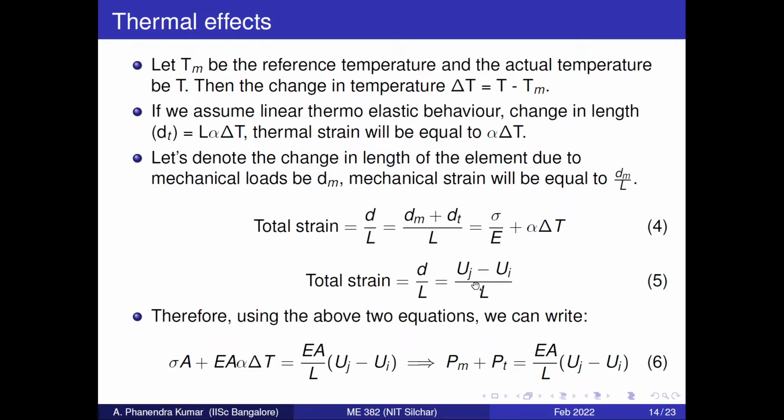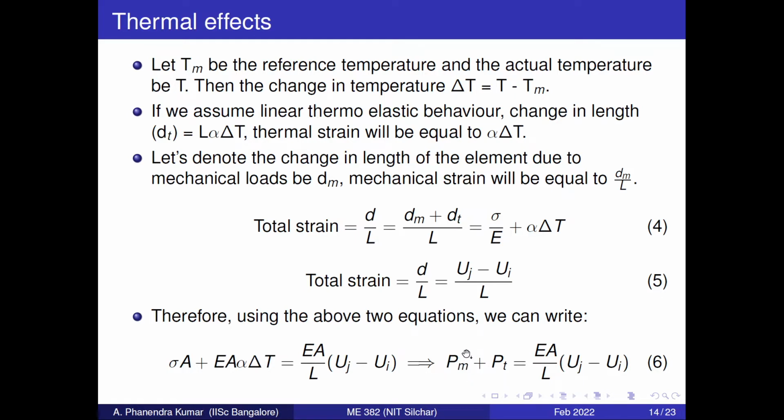After equating these two terms, we will multiply by E into A on both the left hand side and the right hand side. Then we will get sigma A plus E A alpha delta T is equal to E A by L into Uj minus Ui. We know that stress into area will give us the force. This is the force which will be developed inside the axial member due to the mechanical loading, and this is the force which is developed due to the change in temperature. This is due to the temperature effect.